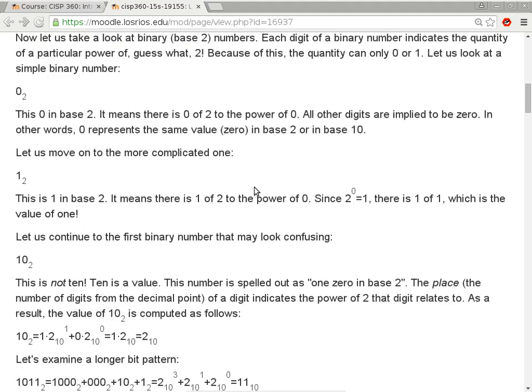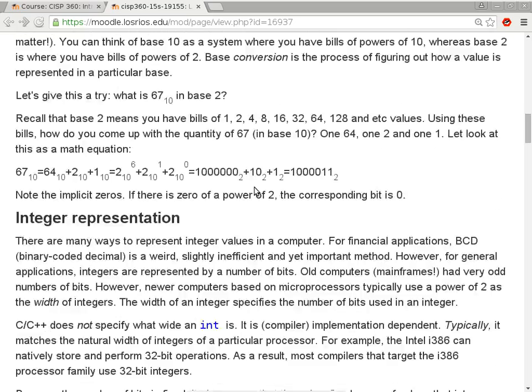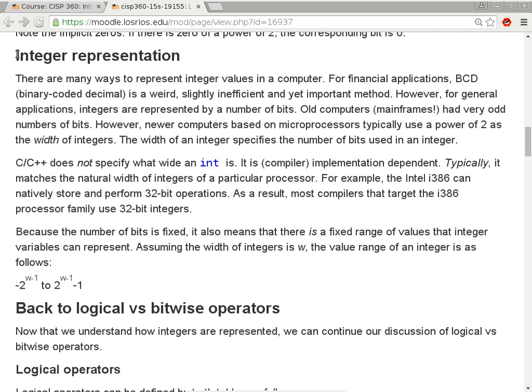So we'll go ahead and skip this part here. And we also talked about integer representation. So that's also done. So we'll skip that part as well.